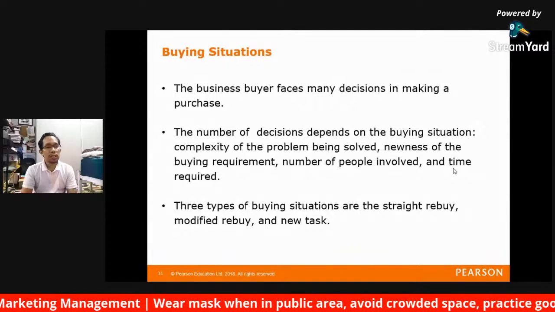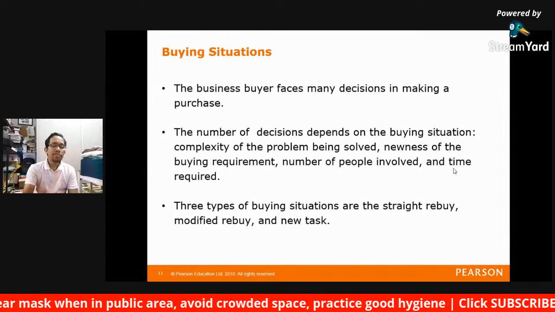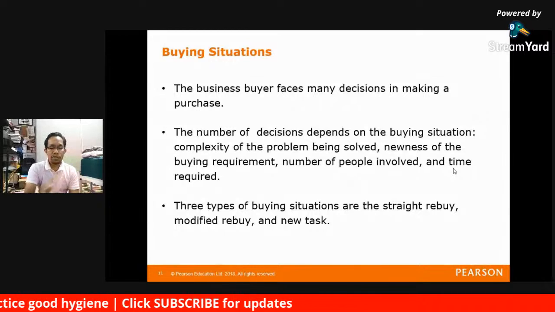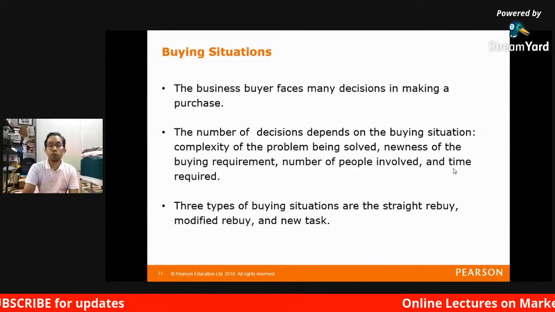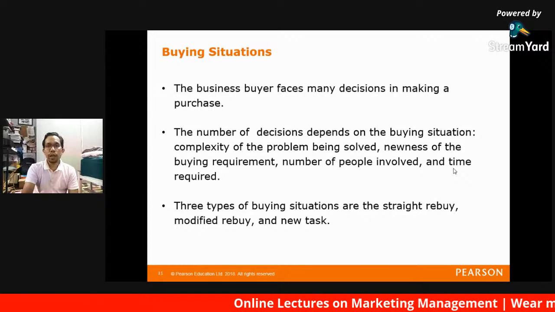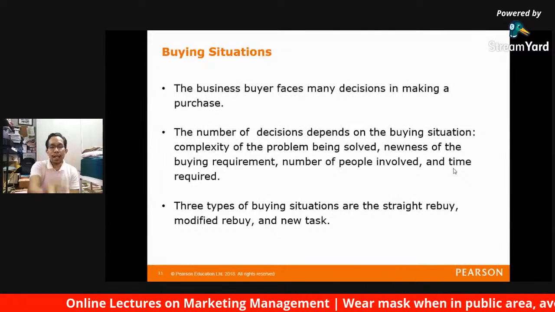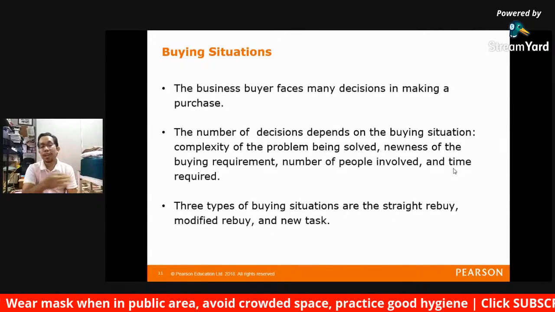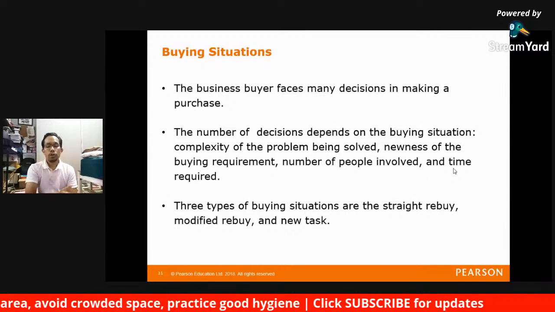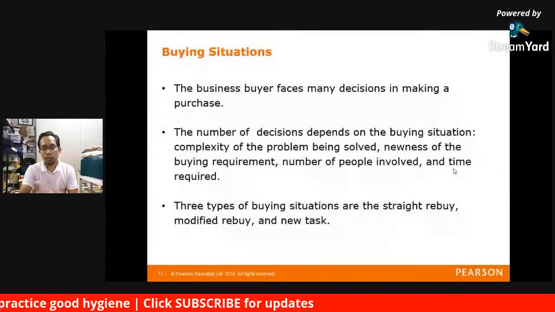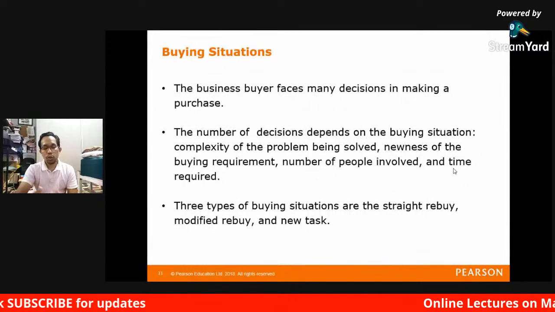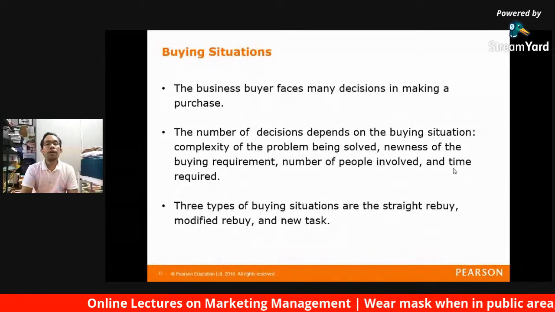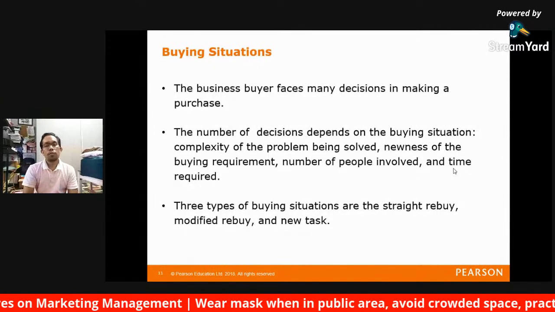Okay, 3 types of buying situation. Okay, what are they? Straight rebuy. Straight rebuy means you have already become habitual. Habitual in a way, this contract buying product from the supplier you already had before we renew another term. Okay, you remain in the contractual terms, you just get another batch of product for the purpose of your business.